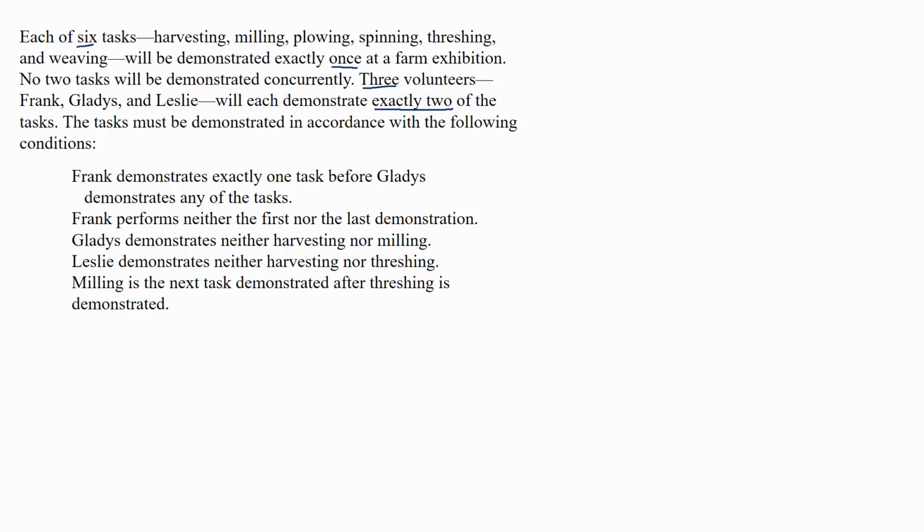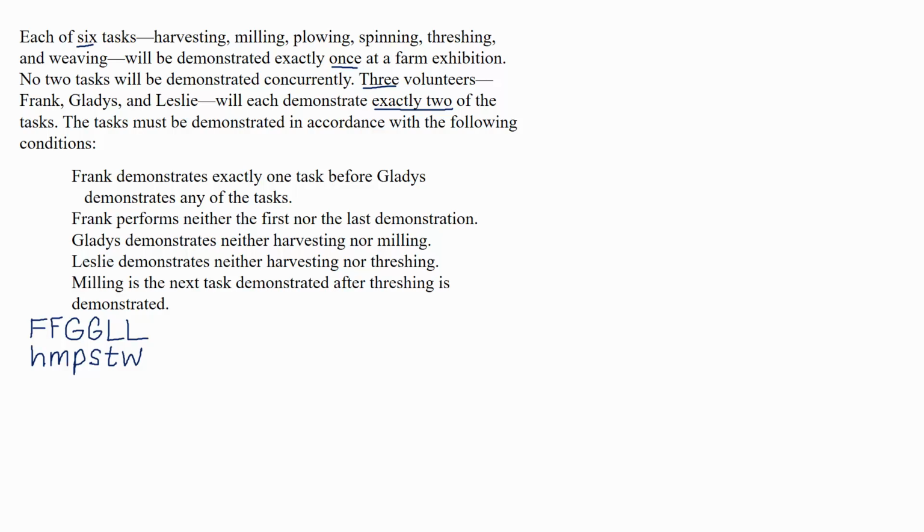We've got Frank, Gladys, and Leslie. And not only that, but we have each of them demonstrating exactly 2 of the tasks. So we'll have 2 Franks and 2 Gladyses and 2 Leslies. Then we have one each of these tasks: harvesting, milling, plowing, spinning, threshing, weaving.